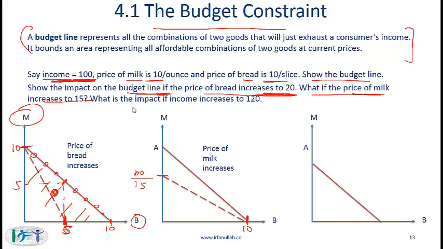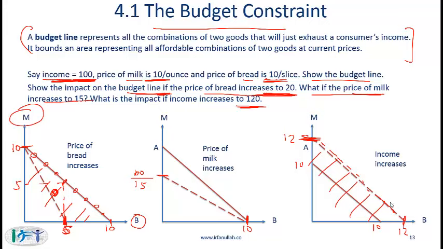Third scenario is, what is the impact if income increases to 120? Assume that milk is still 10 per ounce and bread is also 10 per slice. So he can buy more milk and more bread. Originally he was 10 and 10. If the income goes up, then he can buy 12 ounces of milk if milk is all he buys, or he could buy 12 slices of bread if bread is all he buys, or he could be on any point on this particular line. He could also be anywhere within that particular budget line.